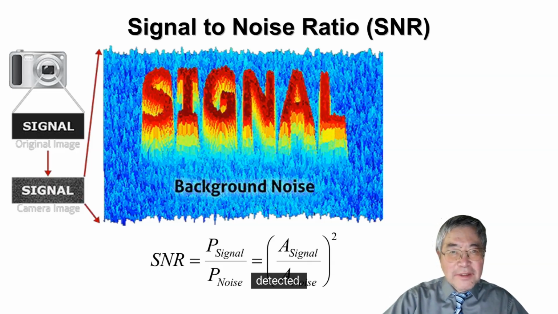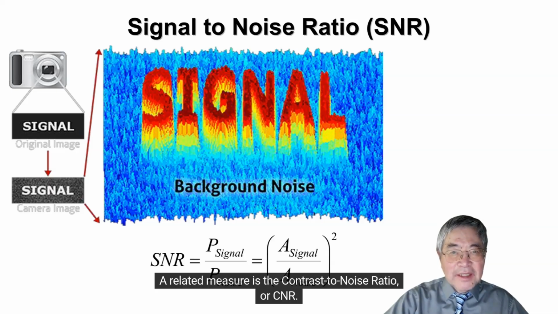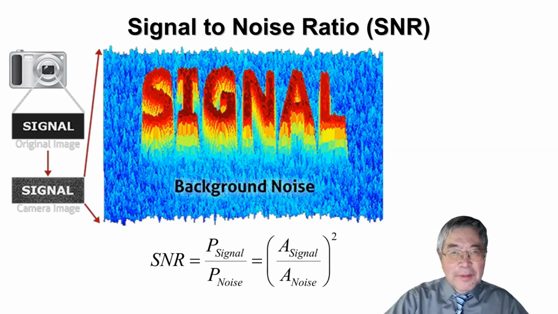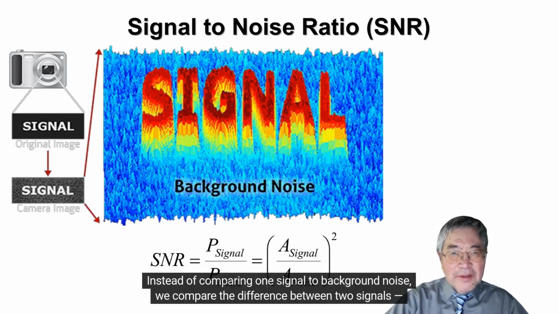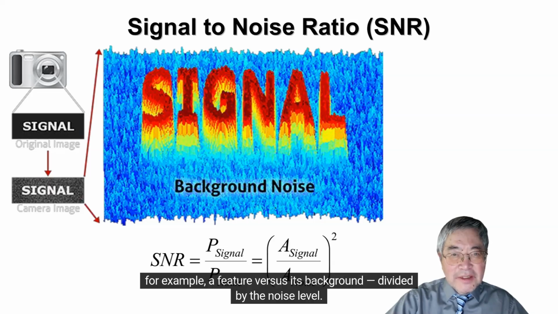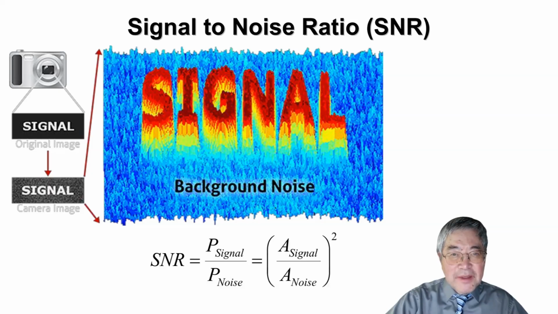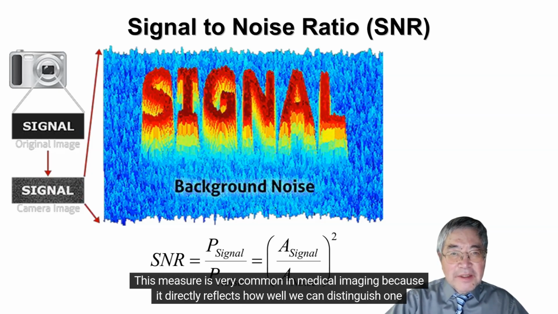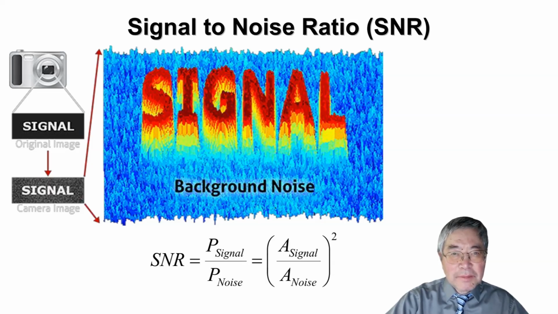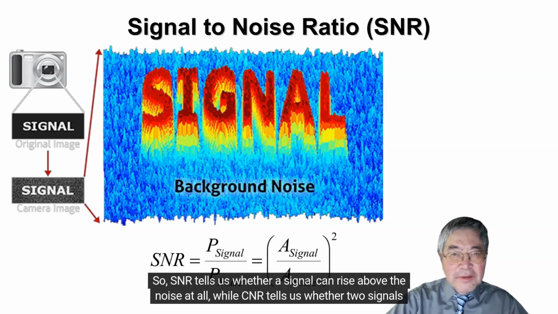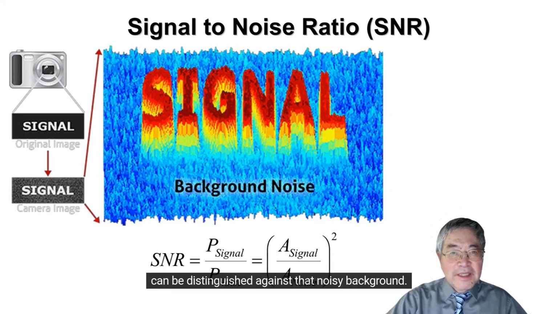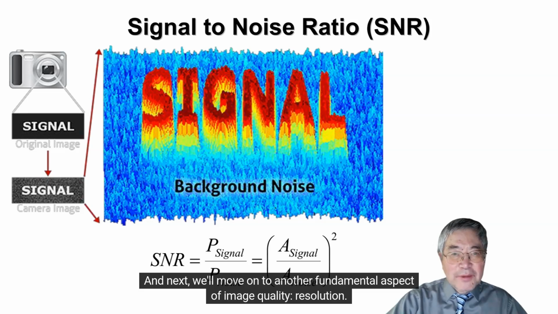A related measure is the contrast-to-noise ratio, or CNR. Instead of comparing one signal to background noise, we compare the difference between two signals, for example, a feature versus its background, divided by the noise level. This measure is very common in medical imaging because it directly reflects how well we can distinguish one structure from another. So SNR tells us whether a signal can rise above the noise at all, while CNR tells us whether two signals can be distinguished against that noisy background. And next we'll move on to another fundamental aspect of image quality, resolution.